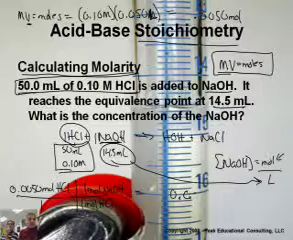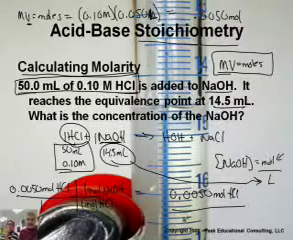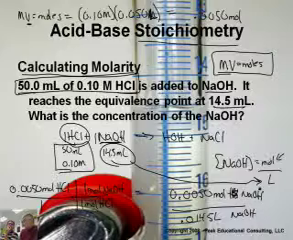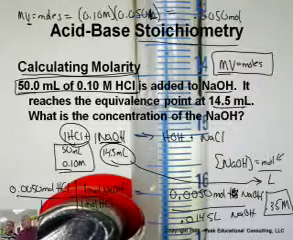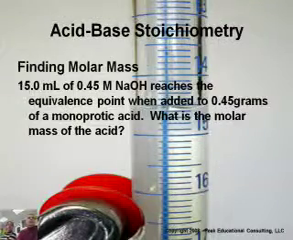So it's 0.0050 moles of NaOH divided by, now watch how I do this fast, 0.0145 liters of NaOH. And I divide them out, and I get 0.349, three digits, 2 sig figs, so 0.35 molar. It's really actually 0.34, but close enough. So that's how you do it.